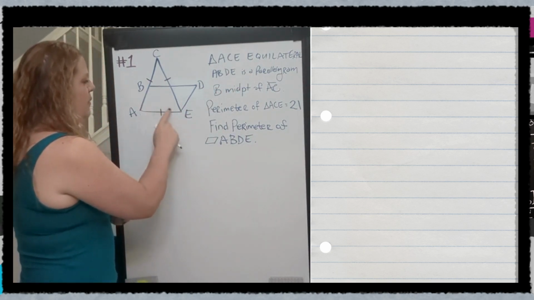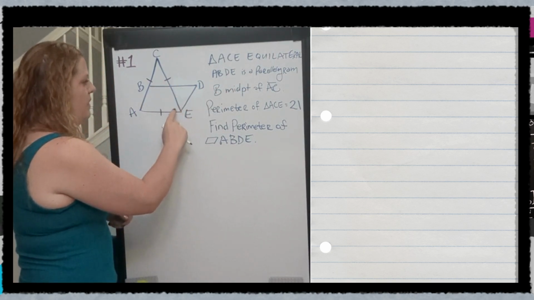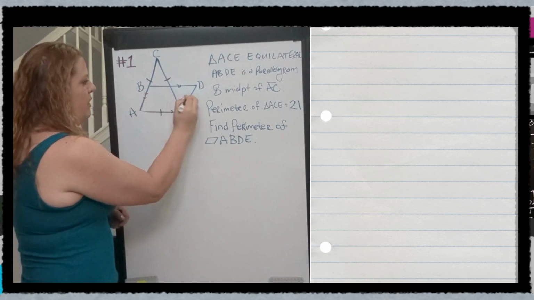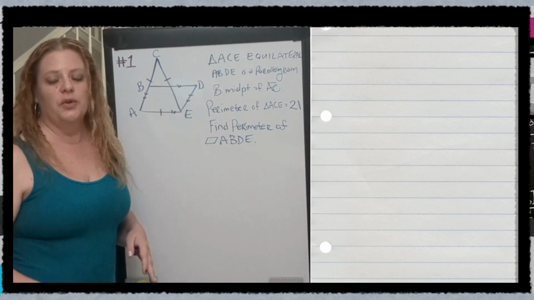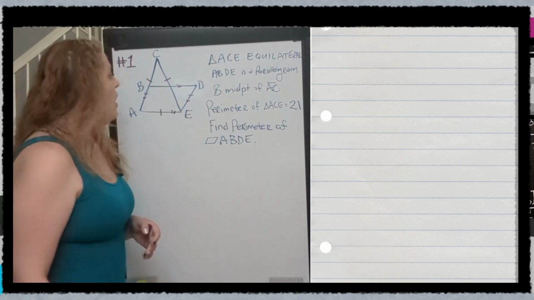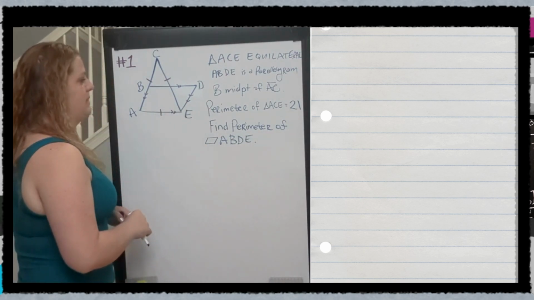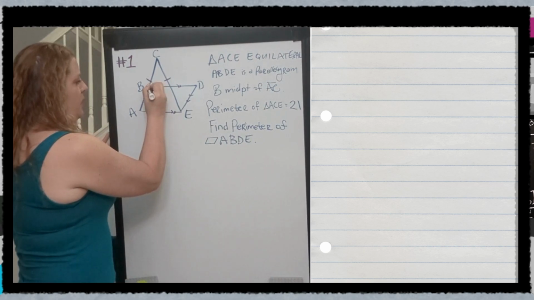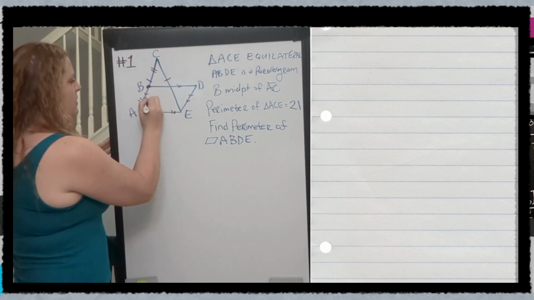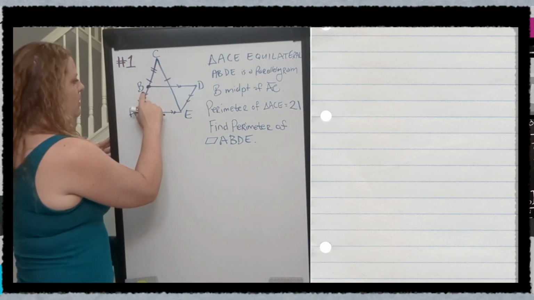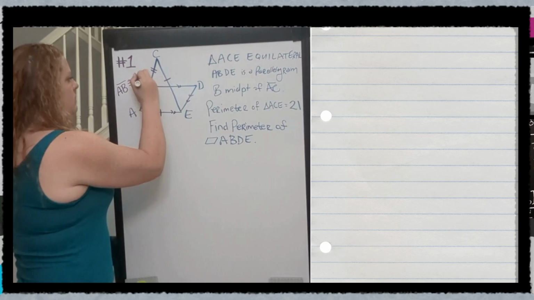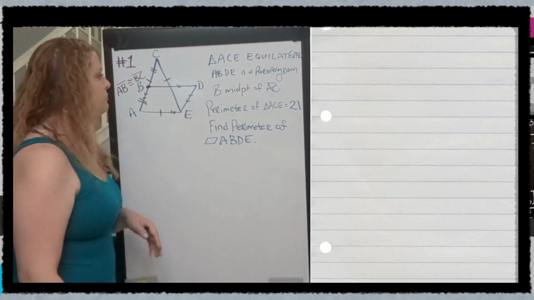ABDE is a parallelogram. Okay, so we know that these are parallel lines. These are parallel lines. We also know that they are congruent going across. We have B as the midpoint of AC. Well, if B is the midpoint, that means this and this are going to be equal to one another. Okay. AB is congruent to BC.